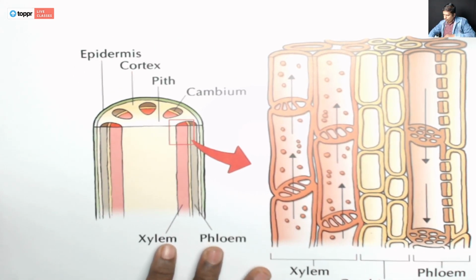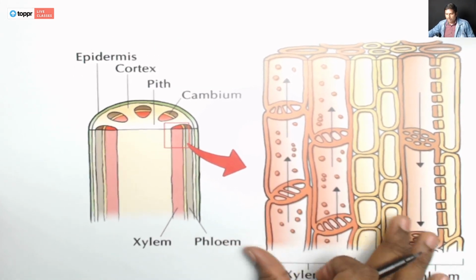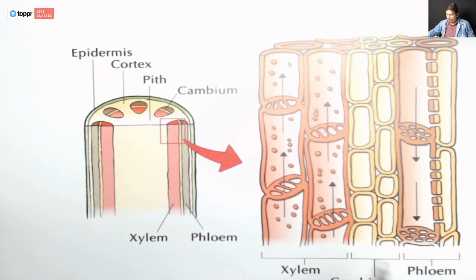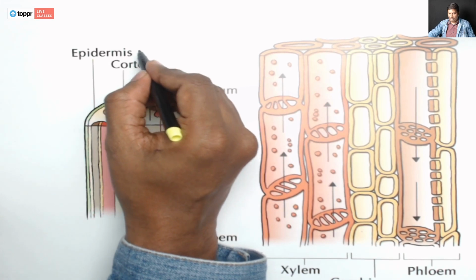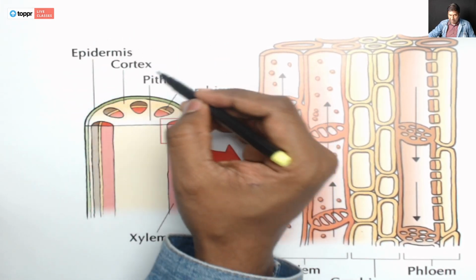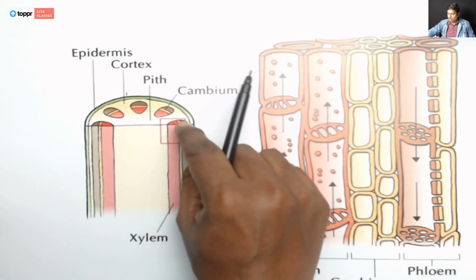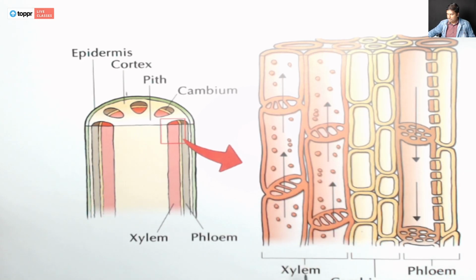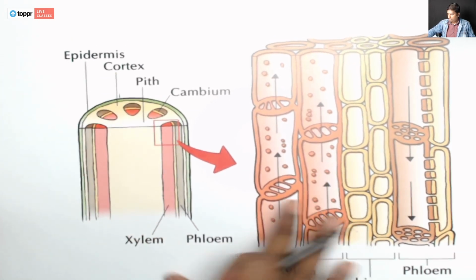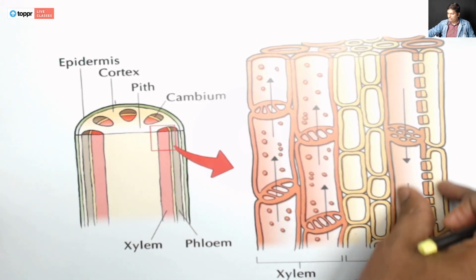We already discussed the root pressure theory in the last session. So this is your xylem, cambium and phloem. Here your outer layer is your epidermis, then you have your cortex, and then in the center you have your xylem. So this is your xylem and this portion is your phloem.